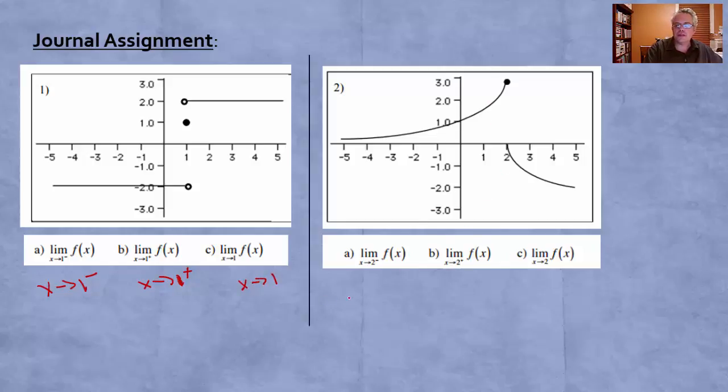And this one they're talking about as x approaches 2. So what's the limit as x approaches 2 from the left? What's the limit as x approaches 2 from the right? And simply, what's the limit as x approaches 2?